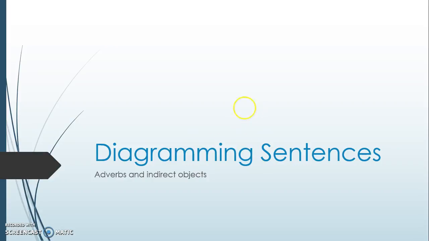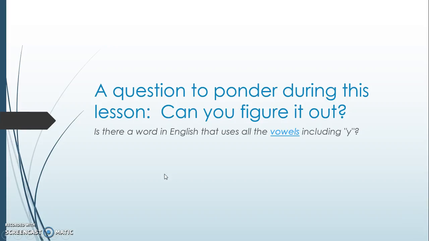This week we're going to be continuing our work on diagramming sentences, and you are going to learn how to diagram adverbs and indirect objects. Question to ponder, in case you get bored: is there a word in English that uses all the vowels, including Y? And we'll go over that at the end of this lesson.